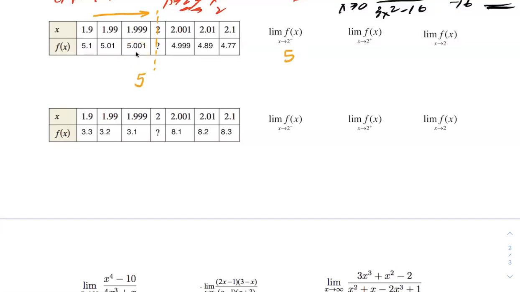So that'll be my answer. 2 from the right. So here's 2 again. We're coming from the right, we're coming from this direction. And what's happening to my numbers? 4.7, 4.89, 4.99. So it looks like it's getting close to 5.